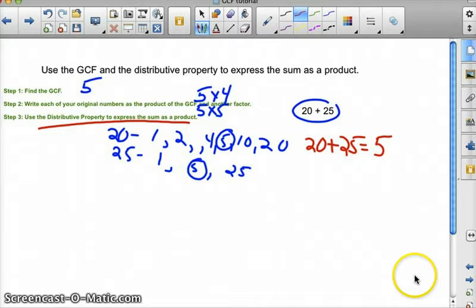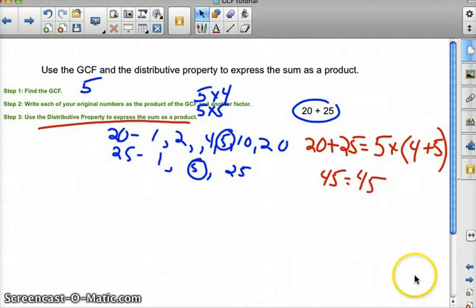And here's my product. I'm going to take the GCF, which is 5, and I'm going to multiply that times 4 plus 5. Okay, again, it's always a good idea to check your math. Make sure these are actually equal. 25 plus 20 is 45. 4 plus 5 is 9. 9 times 5 is 45.